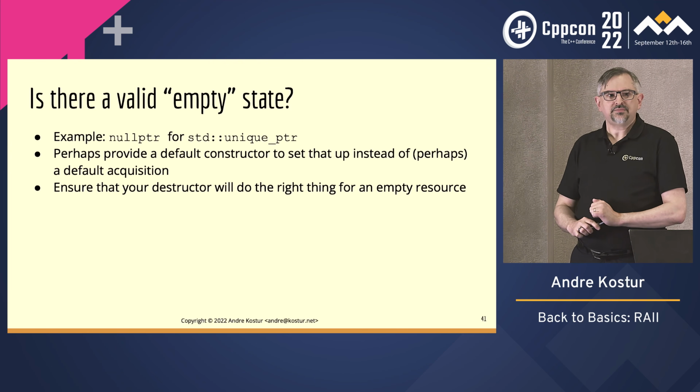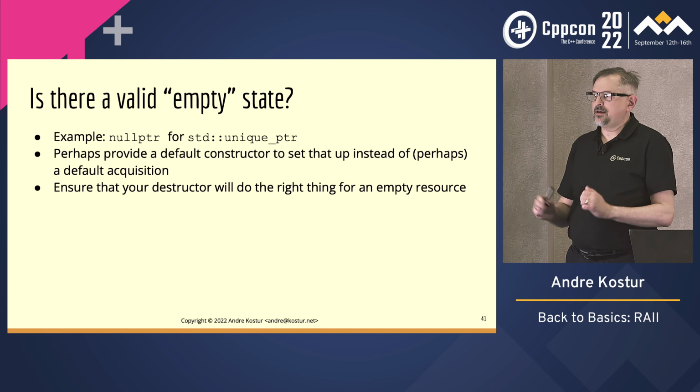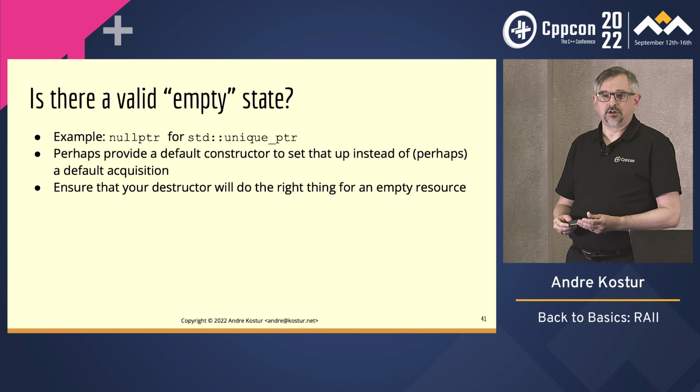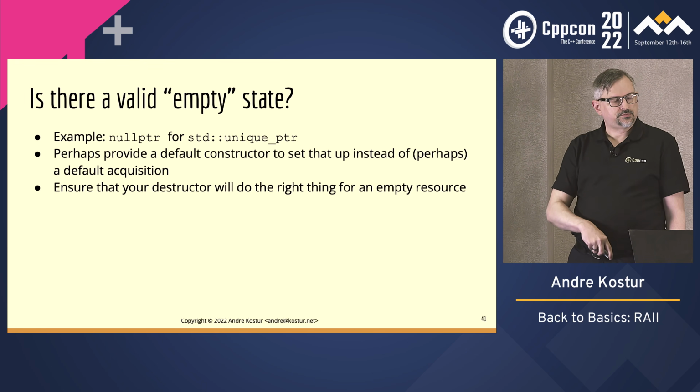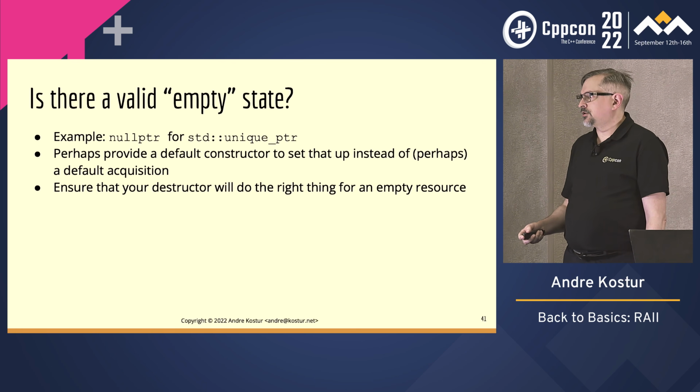Is there a valid empty state? Things like std::unique_ptr have a valid empty state. It doesn't hold a pointer, it holds a null pointer. If your RAII class has a valid empty state, that's something to be aware of in your destructor, that you may not be currently holding a resource. Write your destructor accordingly.